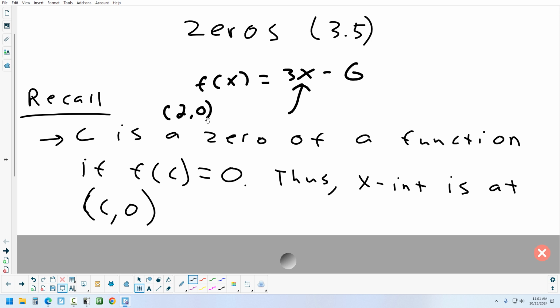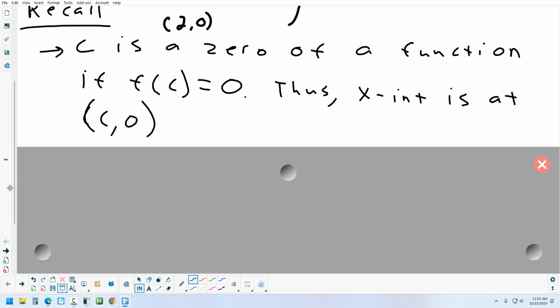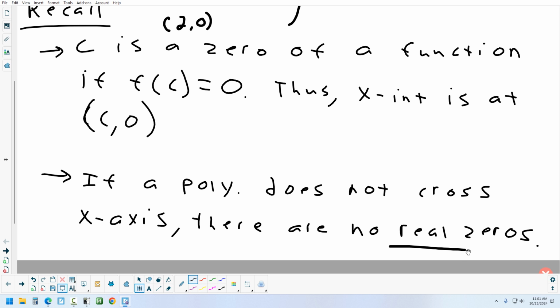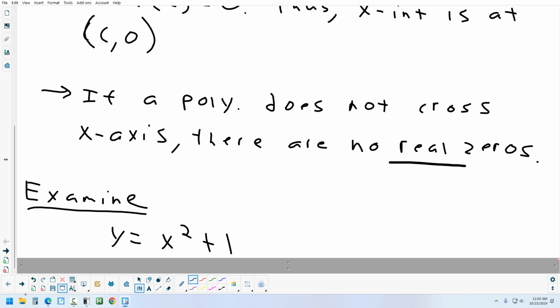Now, what if the root wasn't a 2? What if the root was an imaginary number? Then the problem with that is you are not going to see it ever cross the x-axis, and the calculator cannot give you the answer. So if a polynomial does not cross the x-axis, it doesn't mean that there aren't any roots. There still are roots. What that means is the roots are not real. And if a number isn't real, then it's imaginary. Okay? So let's look at an example like this one.